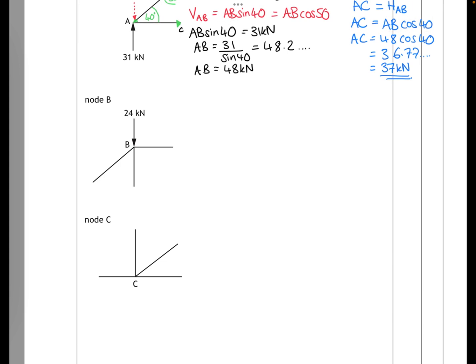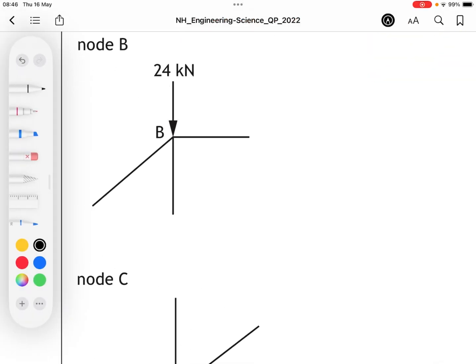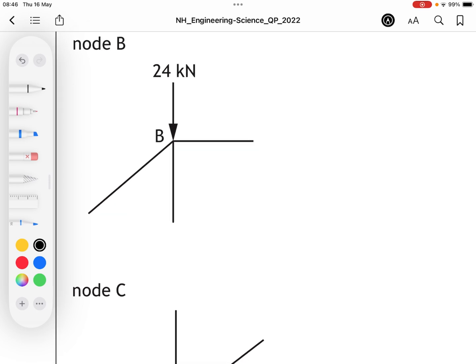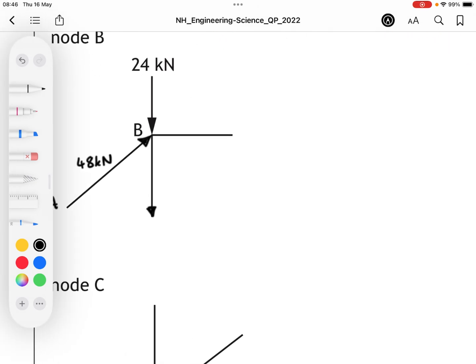Looking at node B then, what we can do is the same. We'll resolve vertically and horizontally. But first, let's just add some information to node B that we know. So we know that AB is a strut, so the internal forces are going to be acting that way. And we also know the magnitude of that already. We know that the magnitude is 48 kilonewtons. We know that BC is a tie, and so the forces there are going to be acting away. Nope, we don't know that at all.